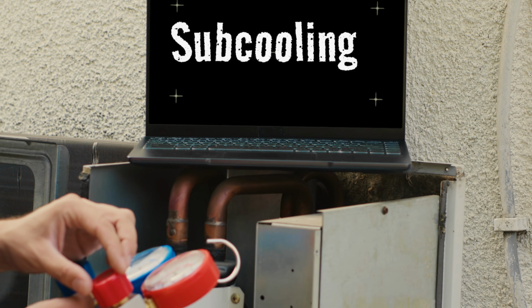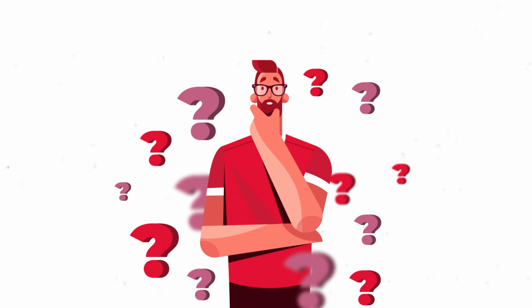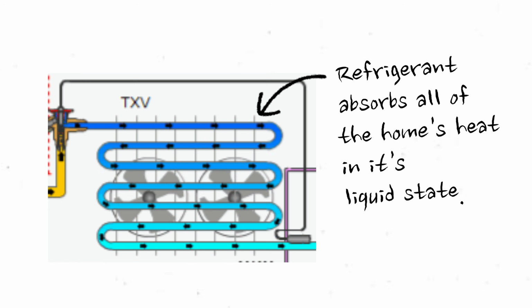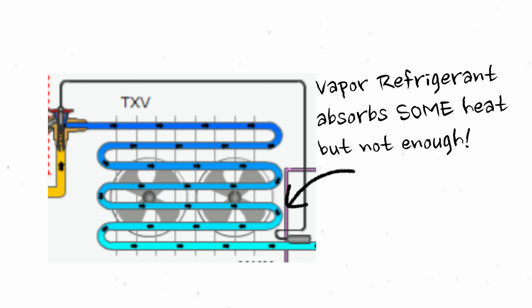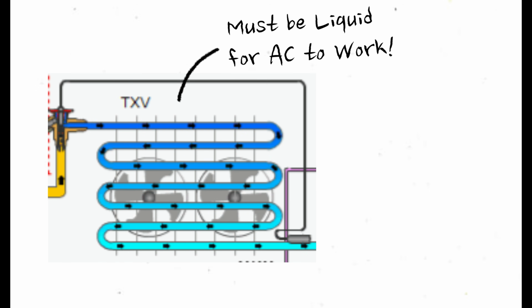be a subcooling temperature. Now, before we get to all that, why is it so important that our refrigerant is in a liquid state? Liquid refrigerant is what actually absorbs all the heat from the home. Refrigerant in its vapor form does absorb heat, but not nearly enough to cool a house down, so it has to be liquid, no exceptions.